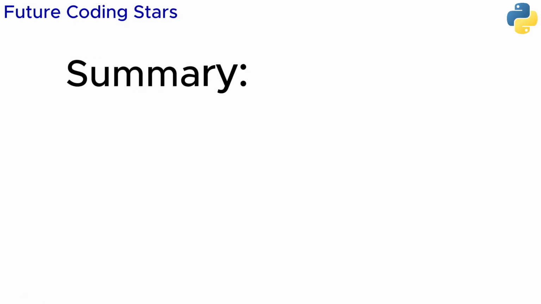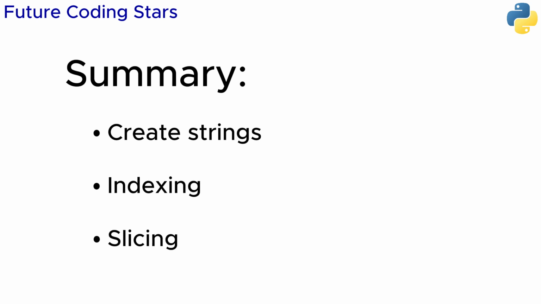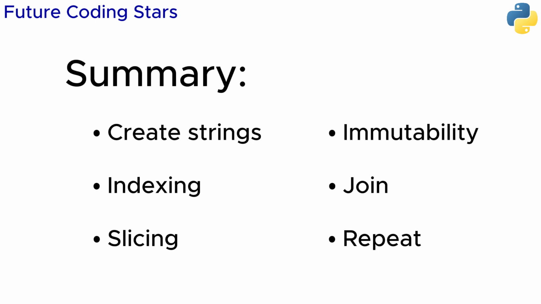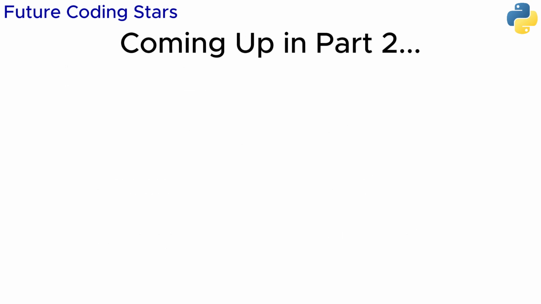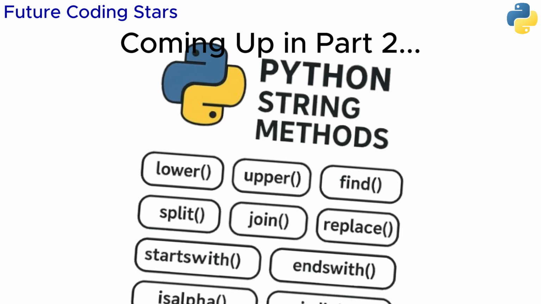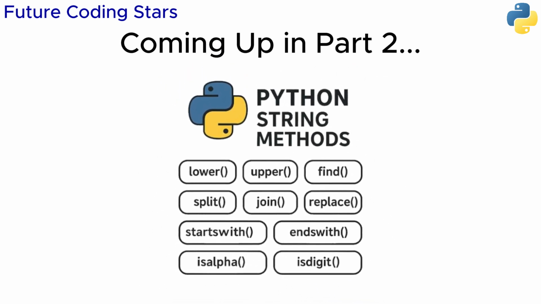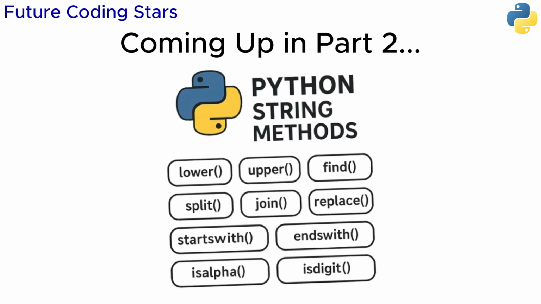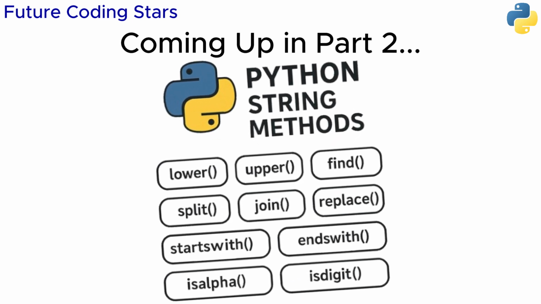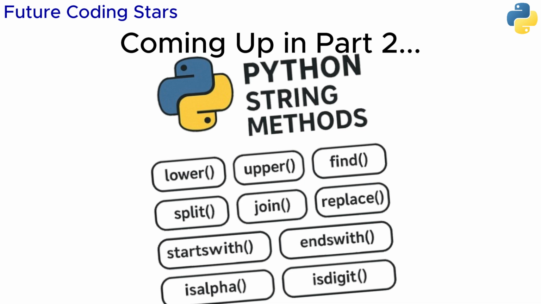We've covered the absolute essentials: how to create strings using different quotes, how to grab specific characters or sections with indexing and slicing, why strings can't be changed in place, immutability, and how to join or repeat them. You've built a solid base, but there's so much more we can do with strings using Python's built-in tools called methods. In part 2 of this string lesson, we'll dive into these powerful methods to easily change casing, find words, replace text, clean up spaces, and much more.